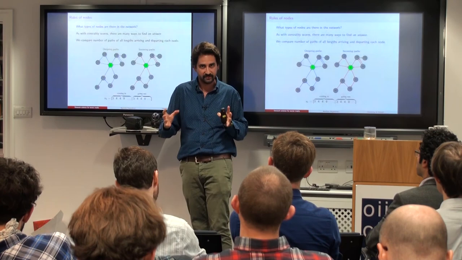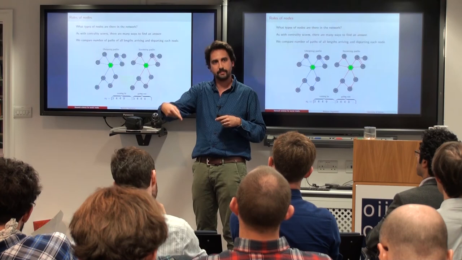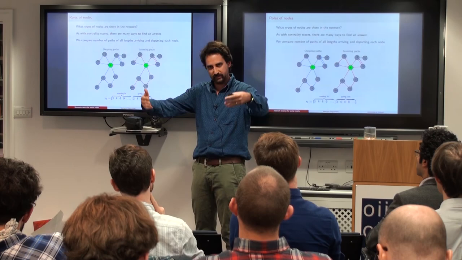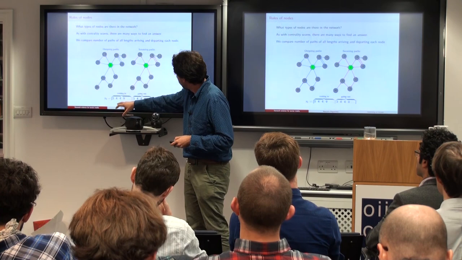To do that, we count the number of nodes that are reachable in one step, two steps, three steps, and so on, and the number of nodes that can reach you in one step, two steps, three steps, and so on. And we put them in a little list like this. So for instance, 1 can be reached by 3 in one step, by 4 in two steps, 4 in five steps, and so on.